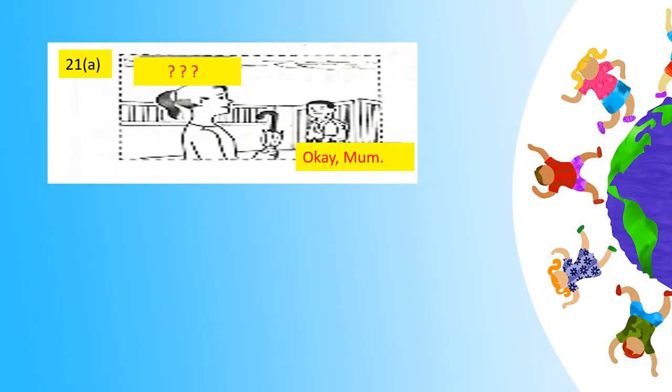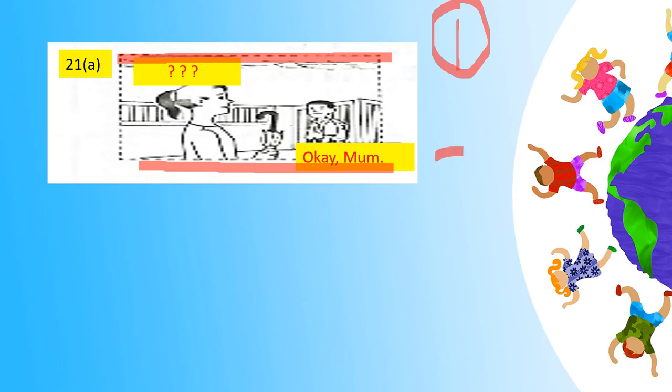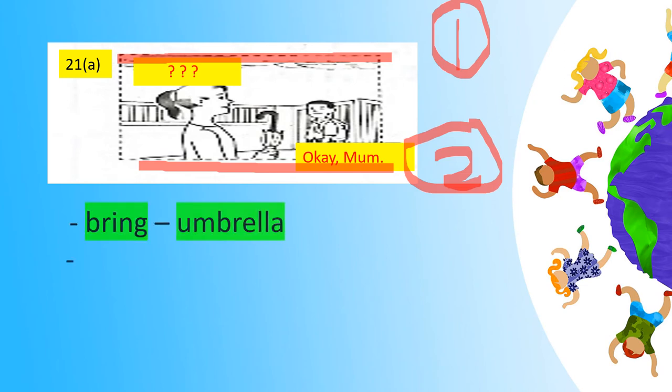Okay, for the next one, question 21, there are two things you need to remember. The first one is you need to know which one is the first one and which one is the second one. The one on the top is always the first one, and the one on the bottom is always the second one. So, for this question, what should we do?